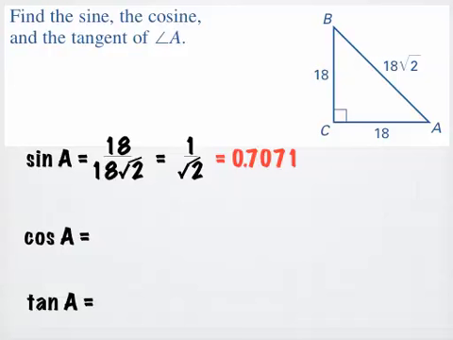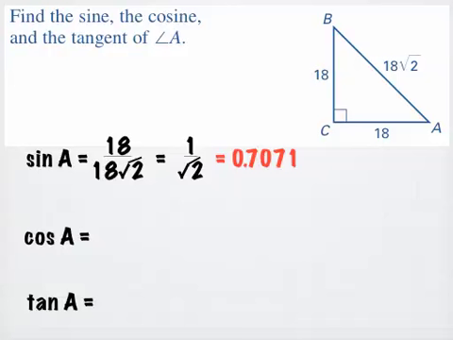One little piece of advice on calculators is to make sure that you're using your parentheses. If you were going to plug this into a calculator, the 18 divided by 18 square roots of 2, you want to make sure that you put parentheses over what's in the denominator because we actually want to multiply 18 times the square root of 2 before we divide it by 18. So just a little side note, be careful on your calculators how you're plugging things in.